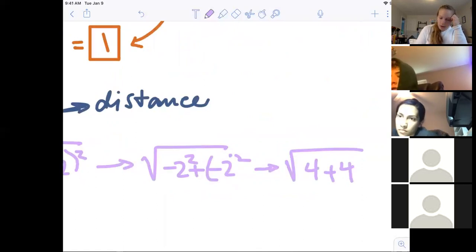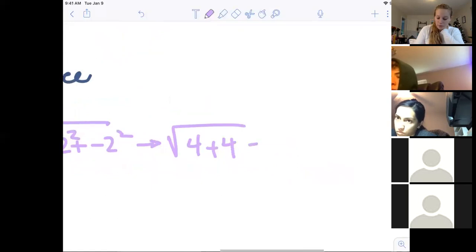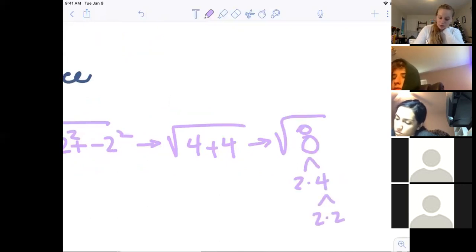I'm not going to make you put parentheses around it, but if you make little mistakes like that, I encourage you to put parentheses around it just to keep yourself in line. 4 plus 4 is going to be 8. Oh, but we're not done because we can factor tree. 8 goes down to 2 and 4, and 4 goes to 2 and 2.